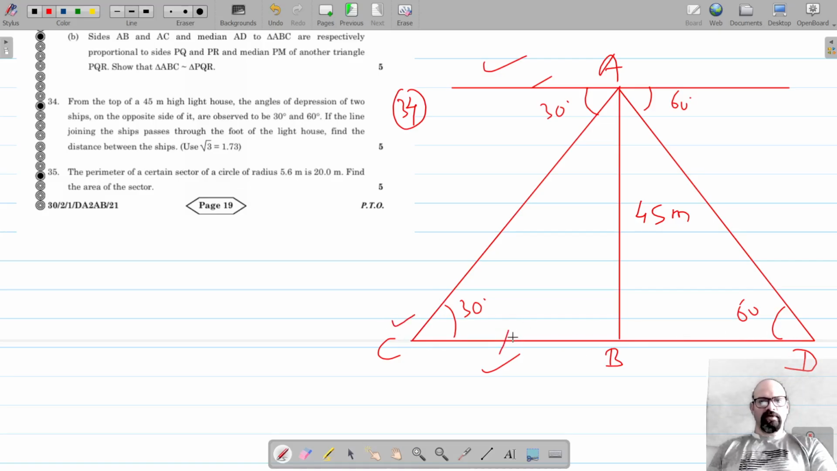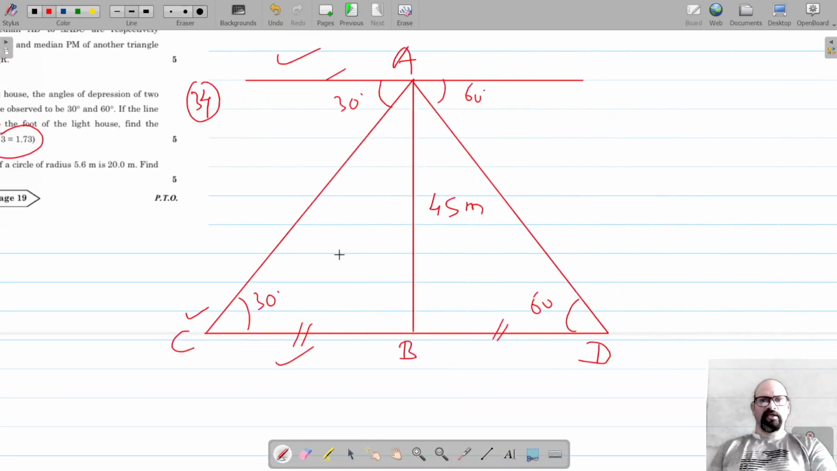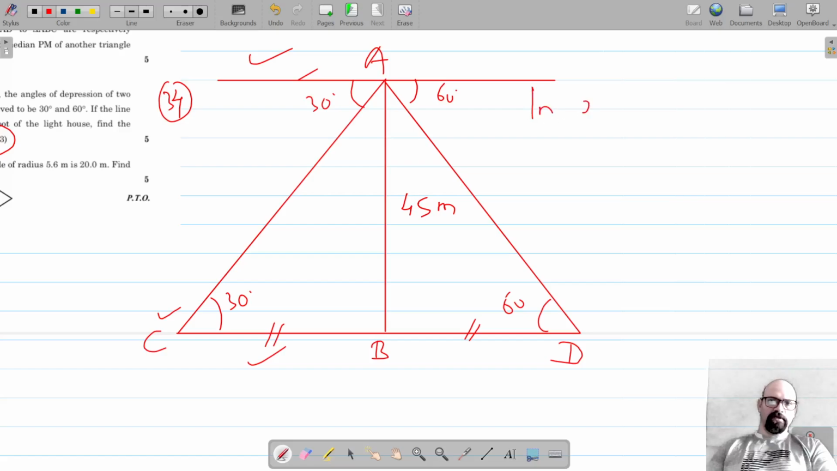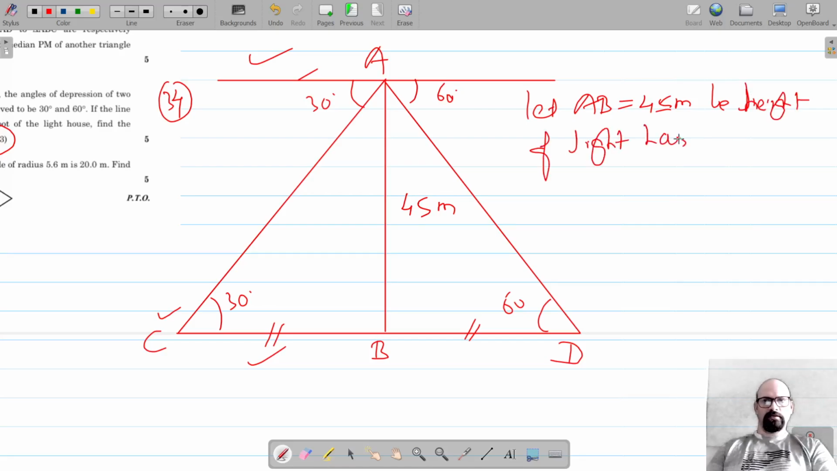And for that, we have to find CB and BD separately, and we have to use the value of root 3, which is 1.73. Now, these are both right angle triangles. Let me make the assumption here: let AB equal 45 meters be the height of the lighthouse.